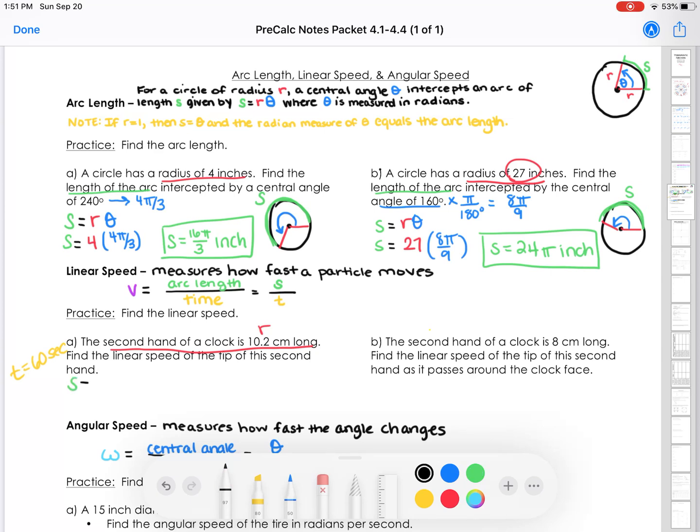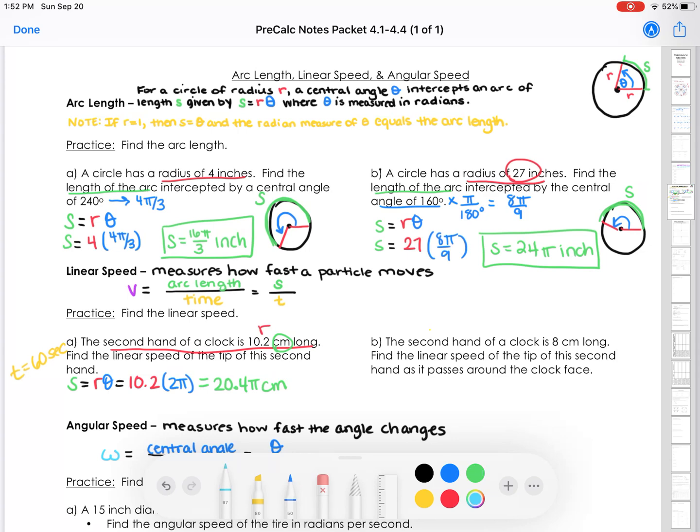So S is going to equal R theta, and we know that R is going to be 10.2. Our theta, we know we're looking at 2 pi here, and the reason we know that is because we're talking about it going all the way around the circle, and an entire circle is 2 pi. So that means we're looking at really 20.4 pi centimeters. All right, so there's our arc length. We know our time is 60 seconds because that's how long it takes to go around the circle.